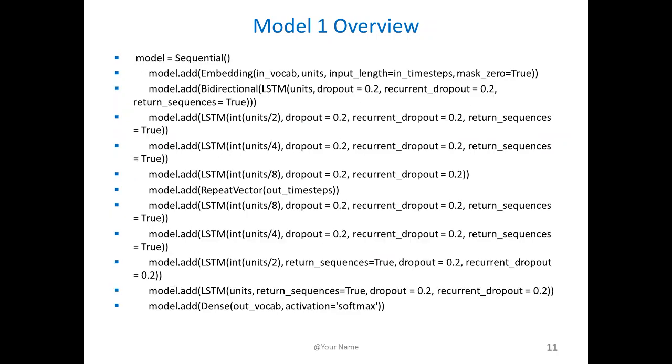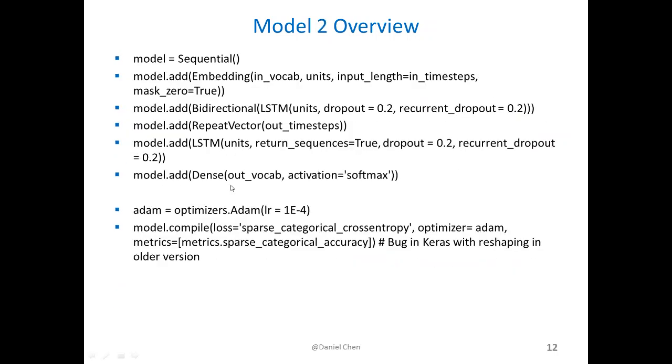I don't know if I mentioned it earlier, but the optimizer I use is Adam at 0.0001. My loss being sparse categorical cross entropy, and my metric being sparse categorical accuracy. If you don't want to use this metric to measure accuracy for your history, your accuracy plots, you don't need it, but then you also won't need to use the developmental version of Keras. So either way, it's up to you. Okay.